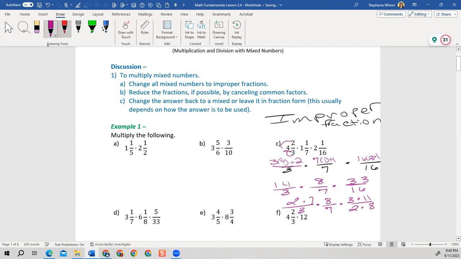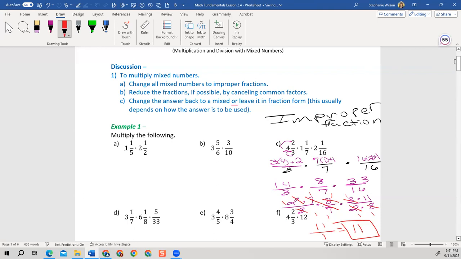Now I can say, oh okay, what's on top will reduce with something on bottom. Well, I see that I have a 2 here, it goes into the 2 one time. I see I have a 7 over 7, it goes into itself one time. And I have a 3 over 3, it goes into itself one time. Oh wow, check out the 8s, they reduce too. Now I'm left with 1 times 1 times 1 times 1 times 11 over 1 times 1 times 1 times 1, which is over 1. But we do not write our answer in that format. We just literally say 11. Okay.